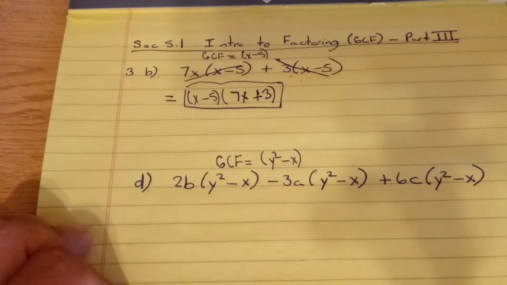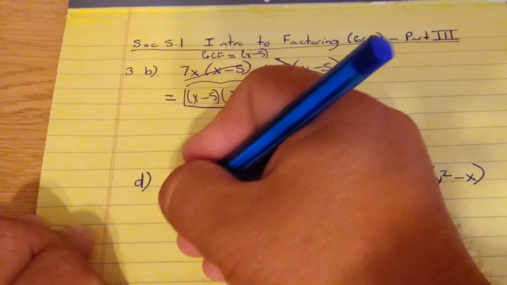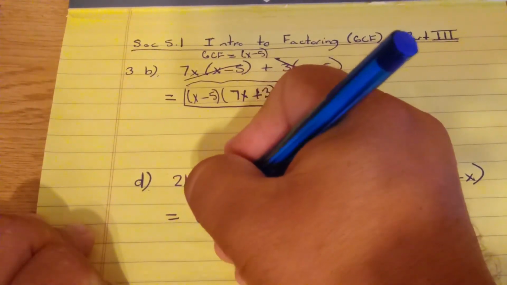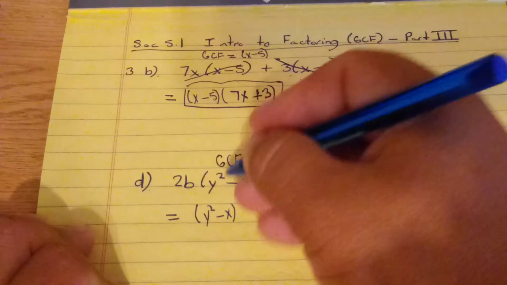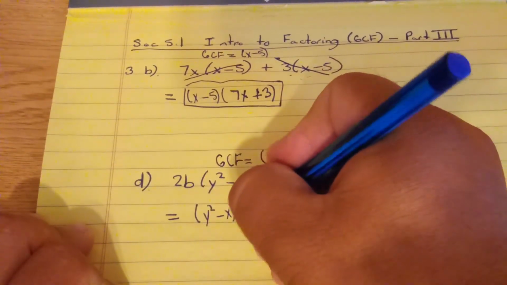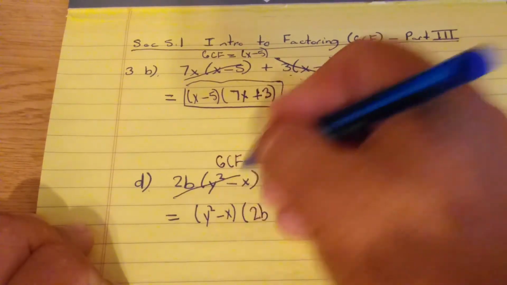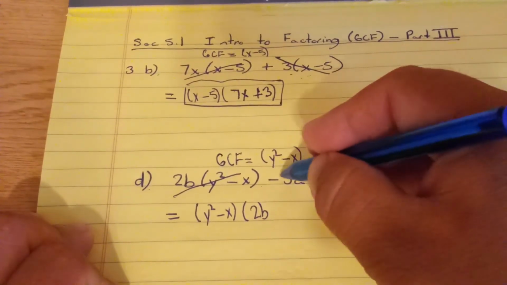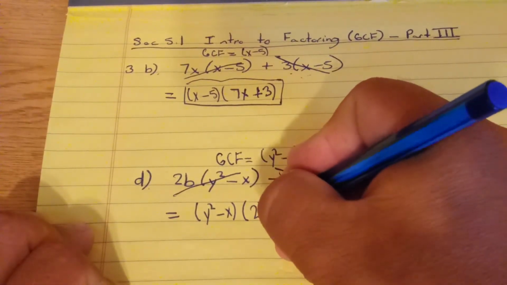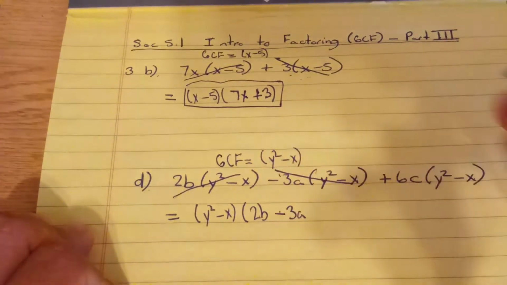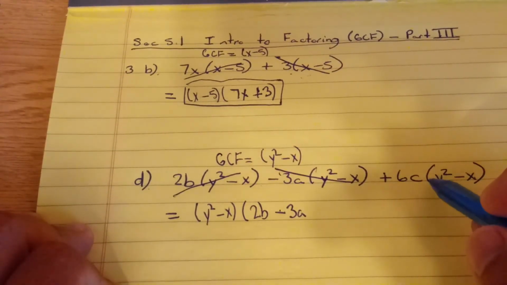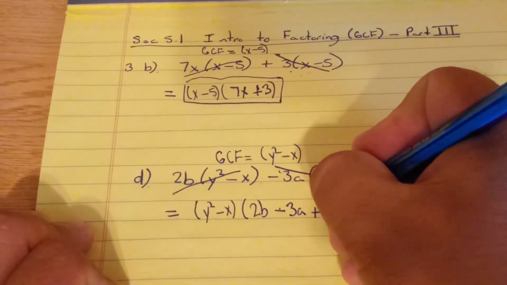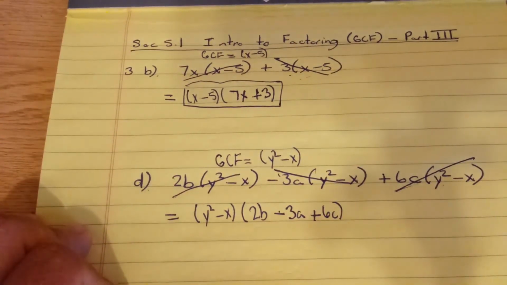So that's what we're going to factor out here. We're going to factor out the y squared minus x from all of them. So we factor it out from the first one here. We're left with 2b. So that takes care of the first term there. We factor it out from the second one, so we're going to be left with the minus 3a. And then if we take a look at the last one here, we're going to be left with the 6c. So if we take a look, that's what we end up with.